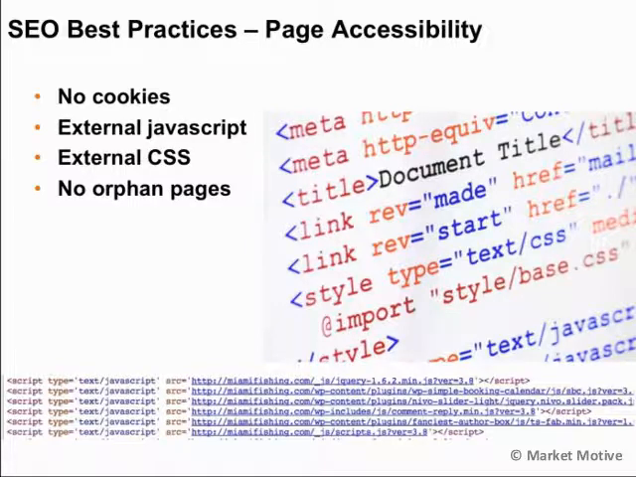And then no orphan pages. You don't want to have pages that aren't linked from your homepage or aren't linked from the sitemap, because the search engines will never find those if they're not linked from somewhere. You don't want to be serving cookies, and again, externalize that JavaScript and CSS for best practice accessibility.